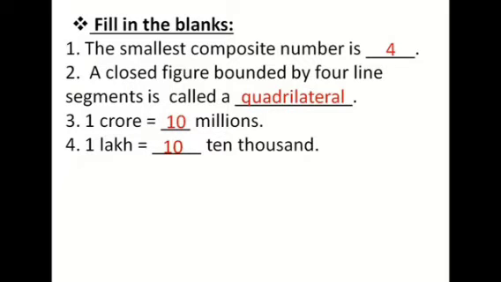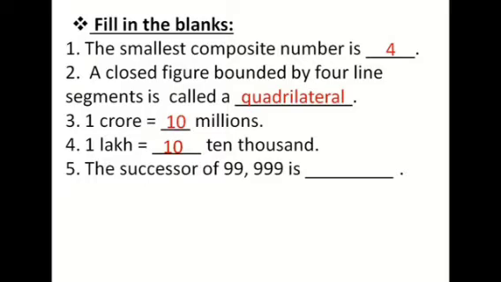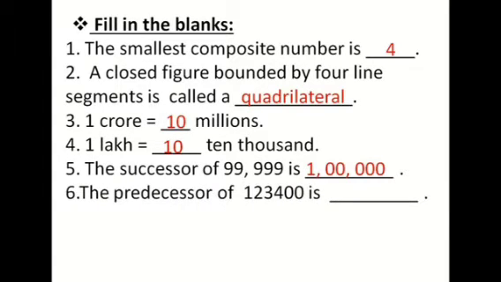Have you finished? Go for the next one. The successor of 99,999 is. Successor means you have to add 1 with the number and get the immediate next number. So how much is it? It is 1 lakh. Next question. The predecessor of 1,23,400 is. Predecessor means you have to do minus 1. So how much will it be? It is 1,23,399.